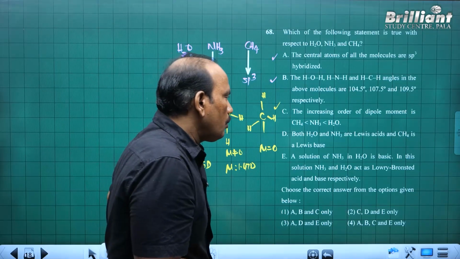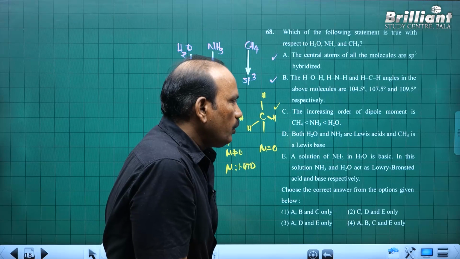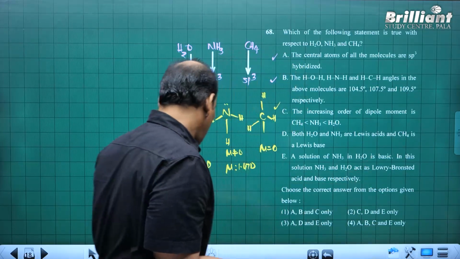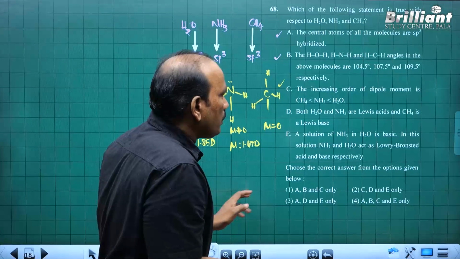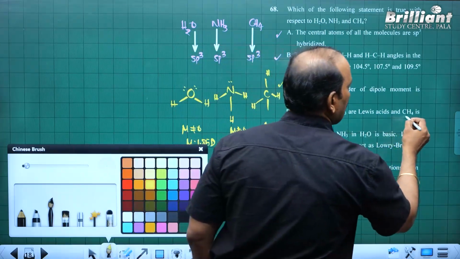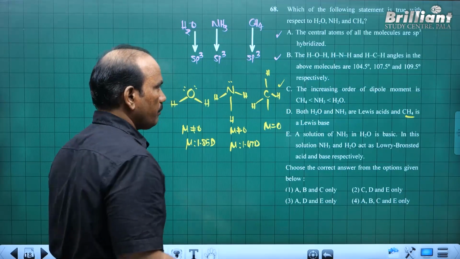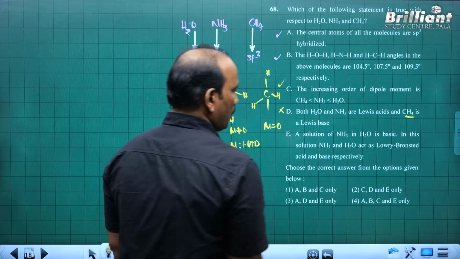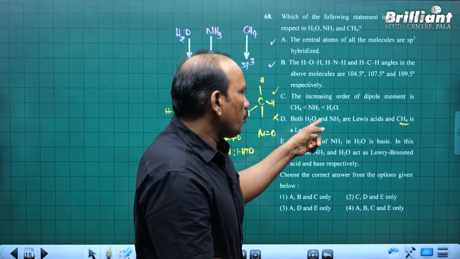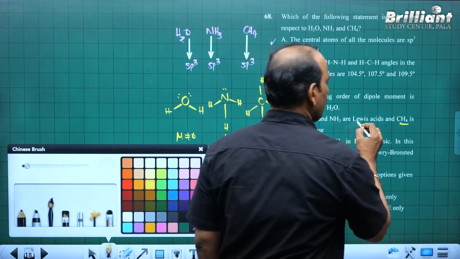Both H2O and ammonia are Lewis acids, and CH4 is a Lewis base. No. CH4 never acts as a Lewis acid or Lewis base. Okay? This is a wrong statement. And one more important point is that ammonia and water are Lewis bases, not Lewis acids.